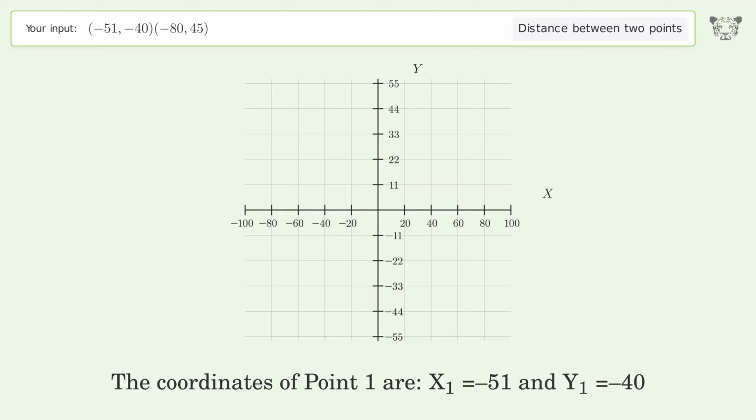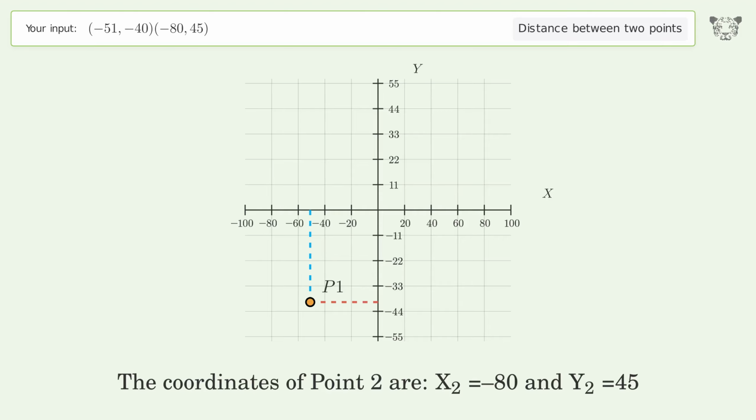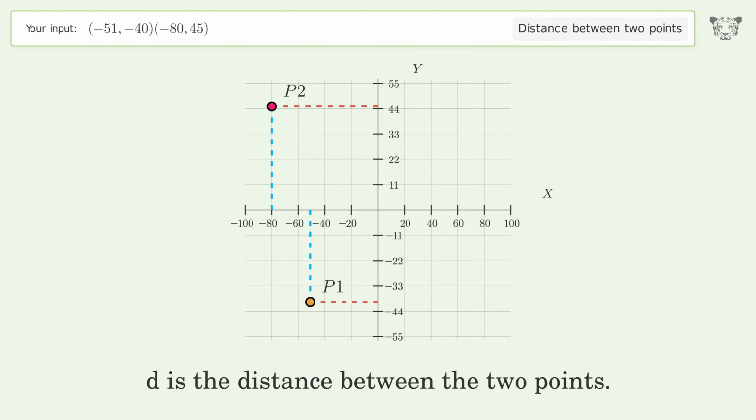The coordinates of point 1 are x1 equals -51 and y1 equals -40. The coordinates of point 2 are x2 equals -80 and y2 equals 45. D is the distance between the 2 points.